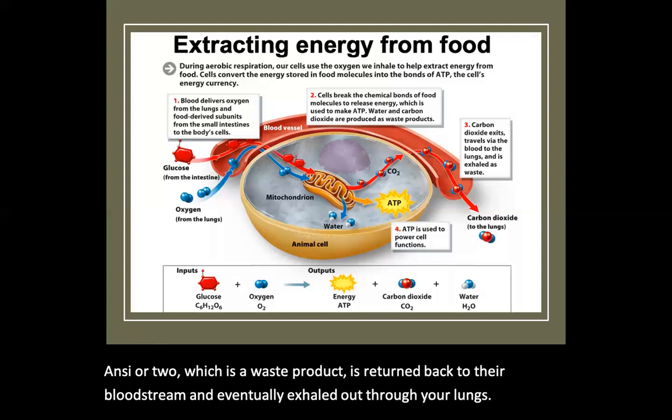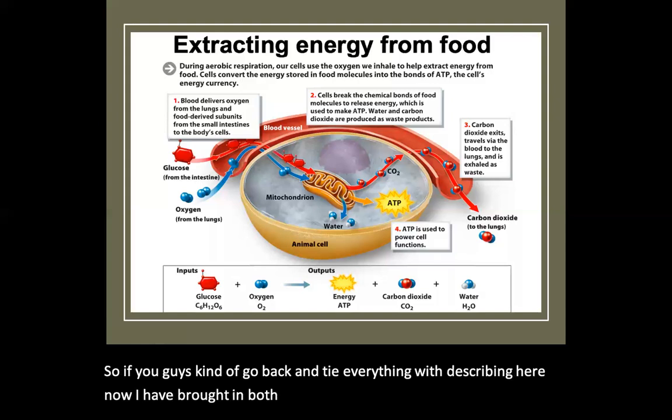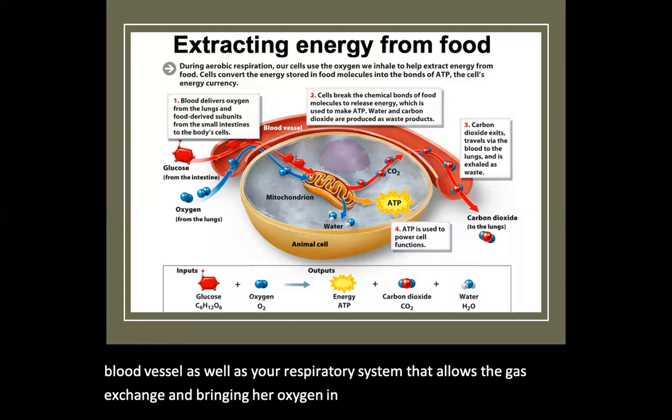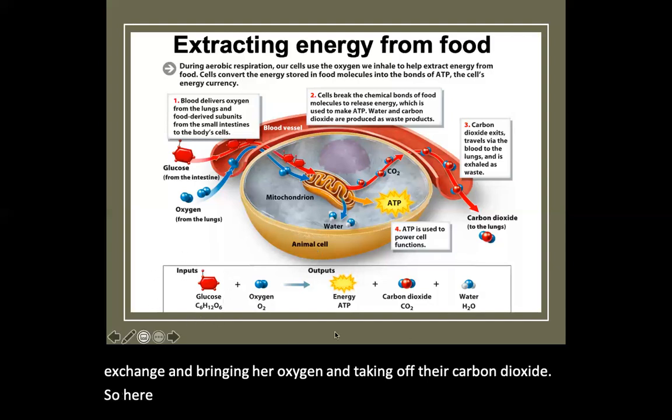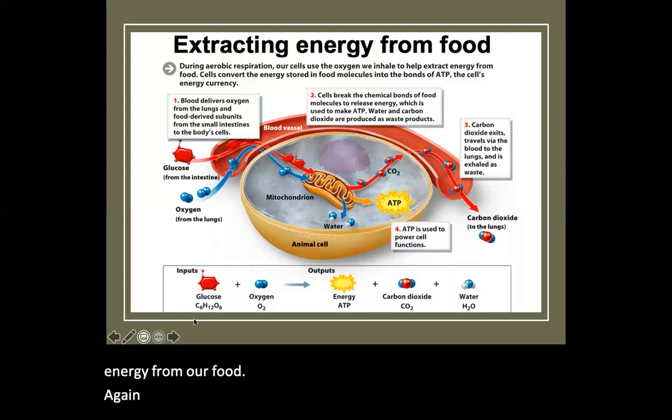So if you go back and tie everything we're describing here, now I have brought in both your circulatory system by introducing the blood vessel, as well as your respiratory system that allows the gas exchange, bringing your oxygen in and taking out the carbon dioxide. So here is a beautiful way of depicting our main process of producing energy from our food. Again, we pick glucose because that is the main source of energy for us.